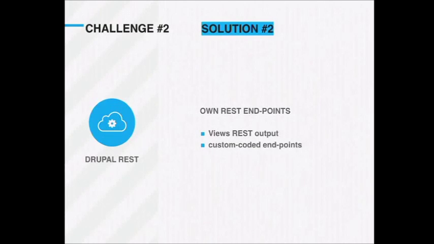Okay, the other challenge was Drupal REST. As I said, you have something in the core, and there is also Views REST output in the core. But as I said before, you don't have a versioned API. This was quite a big problem because you are developing the application constantly, you need to make some changes, and you probably don't want to shut down all your subscribers of the API.